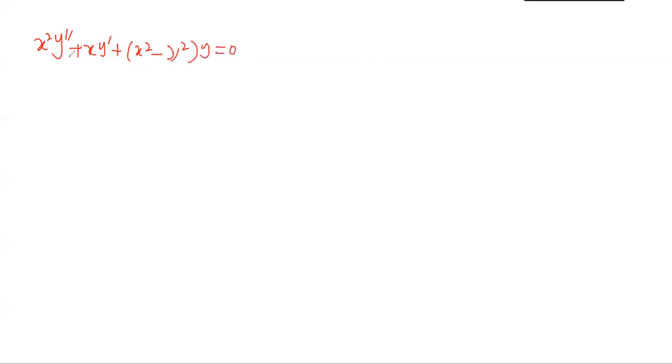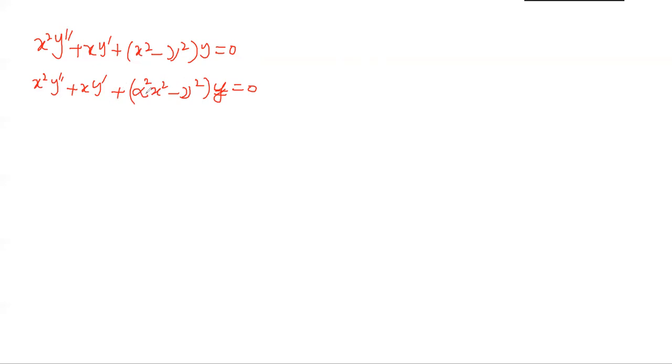But what if this equation is something like this? x square y double prime plus x y prime plus, instead of x square, we have a coefficient, alpha square x square minus nu square, y is equal to zero. So now this equation does not match with the general equation. Therefore, we cannot apply the previous solution which we have derived to this equation.